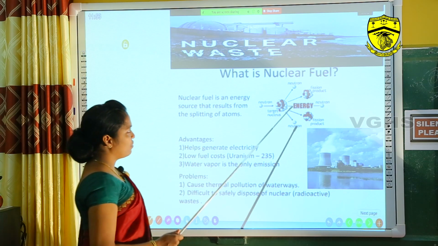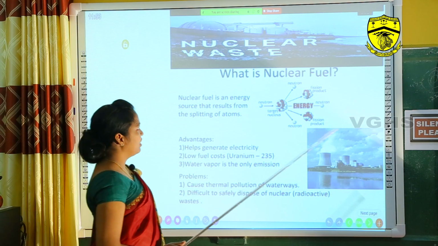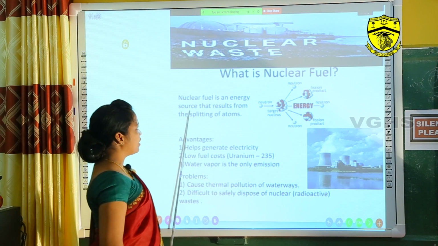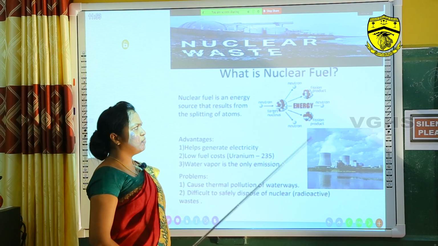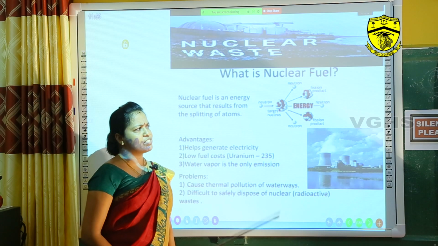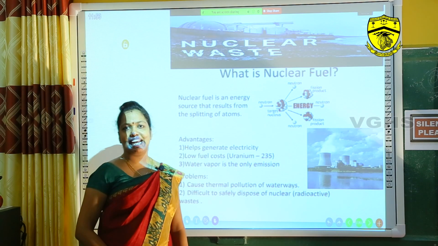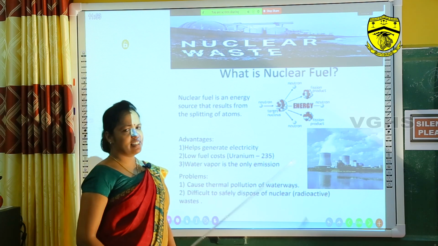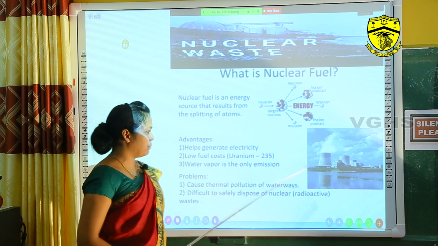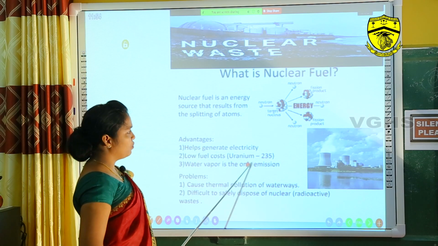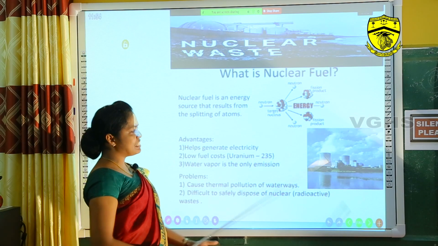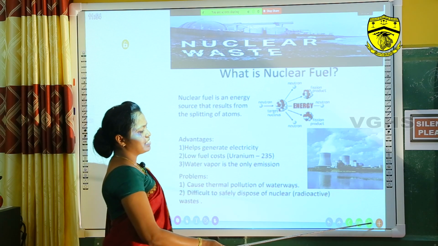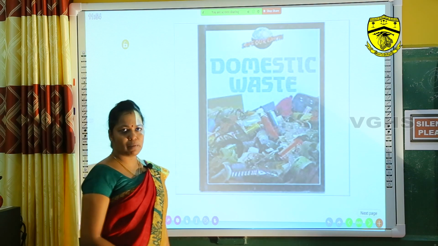And next one, what is nuclear fuel? You know that the nuclear energy source that results from the splitting of atoms is nuclear fuel. Combustion also occurs in it. At the moment, radiation occurs in it. Uranium is a major element that radiates energy, and nuclear fuels are released to the factories from industrial works. So that causes environmental problems too.